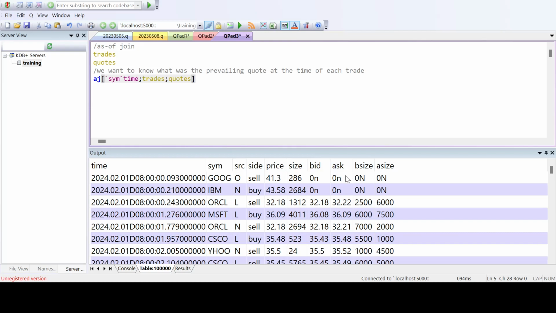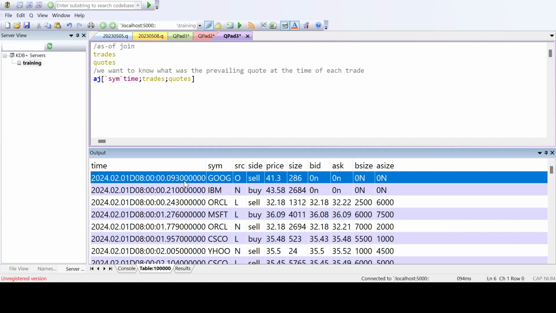From quotes we will have bid, ask, B size, and A size. So now the number of records is the same as the number of records in the trades table, because we wanted a record for each of the records in the trades table. Now let's take some examples and see if it is correct. We will just verify.